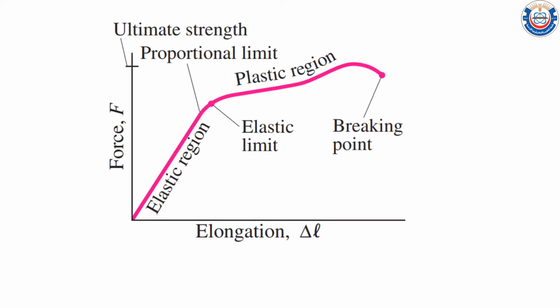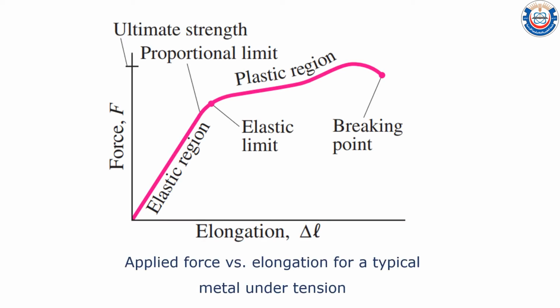Look at this graph for a typical metal under tension. Here we can see the applied force, and here is the elongation delta L. In this graph we can see there are three regions: elastic region, plastic region, and the breaking point. At the elastic region before the proportional limit, this region is linear, and Hooke's law applies in this region. But after the proportional limit and before the elastic limit, the object will return to its original shape, but Hooke's law is not obeyed. However, after the elastic limit, at the plastic region, the object will deform and will not return to its original shape. After the breaking point, the object will break or fracture.